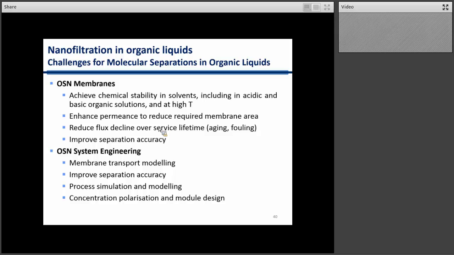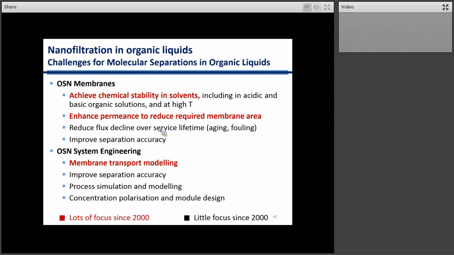But the question is, what are the challenges for molecular separations in organic liquids now? And I think some of the interesting points are, how do I get better chemical stability? How do I improve the permeance? How do I get rid of aging of the membrane? And how do I improve the separation accuracy? There's also some questions around the system engineering. Can I model the transport through the membranes better? Can I get more accurate separations? How do I do process simulation and modeling? How do I get over concentration polarization and module design?